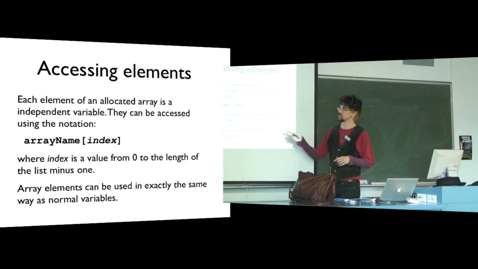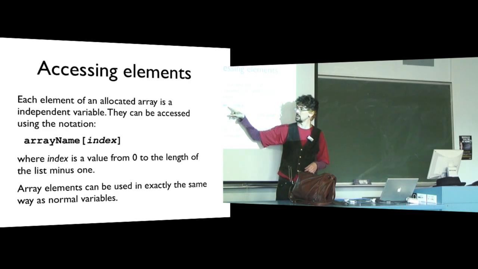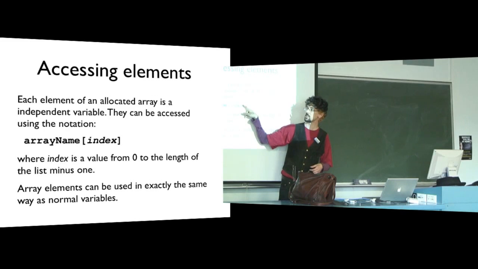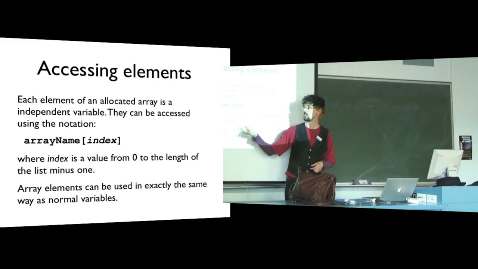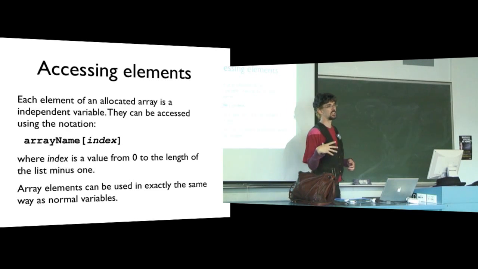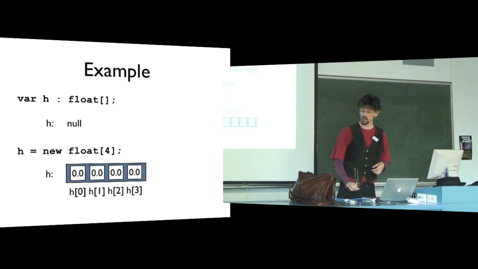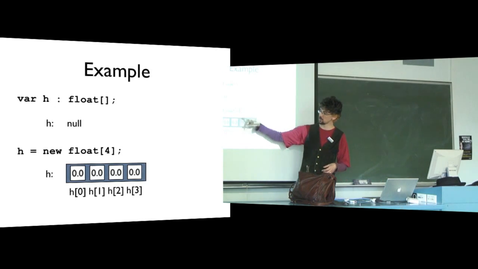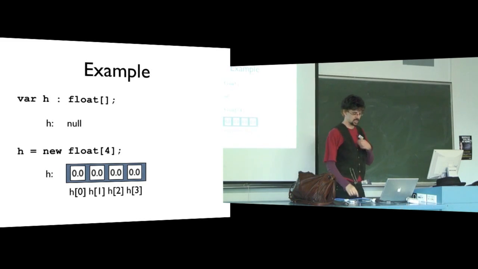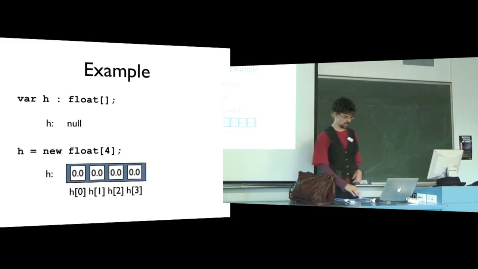The way you access those variables is the name of the array, and then in square brackets the index of the entry that you want to work with. And the index starts at 0, and the biggest entry then is the size of the list minus 1. So here we had an array of 4 things, and they were labelled from 0 to 3. And we can access those using that sort of notation.